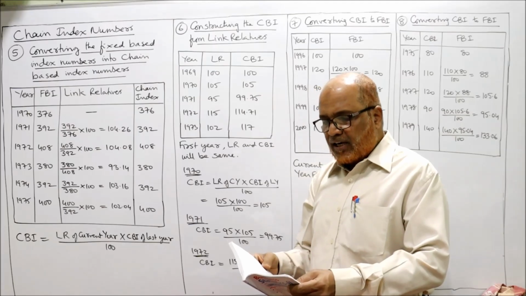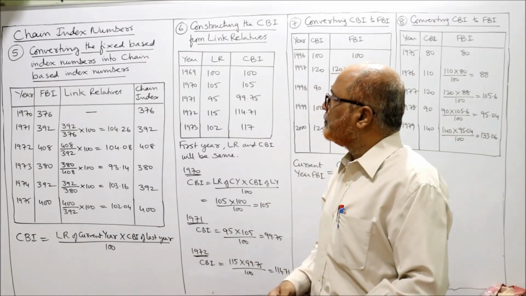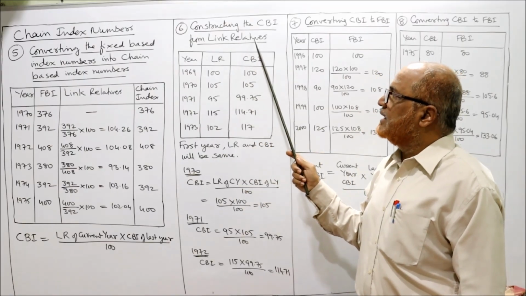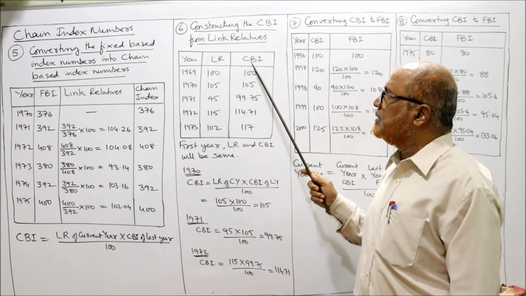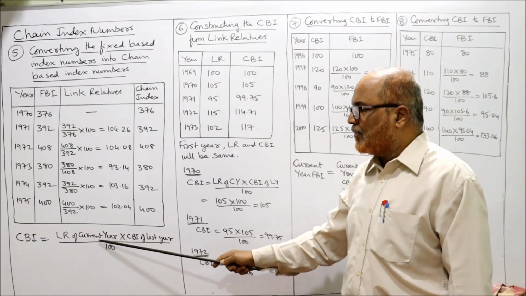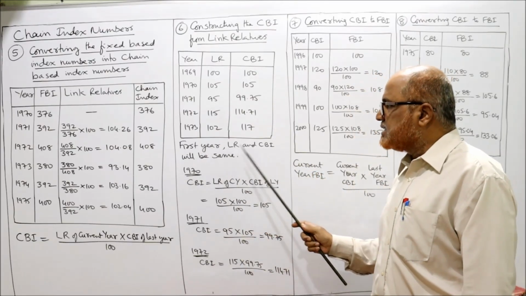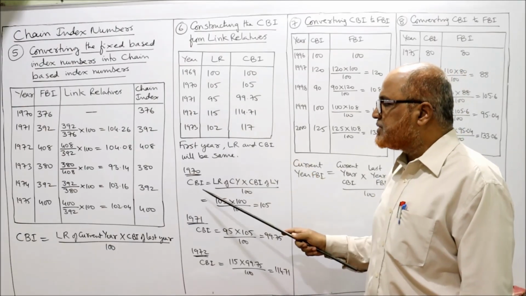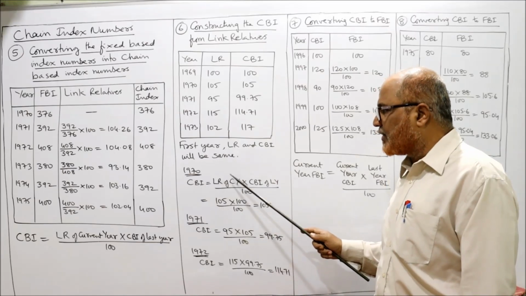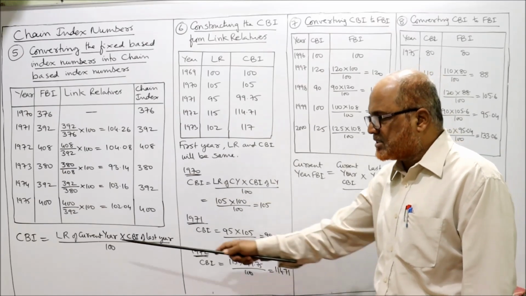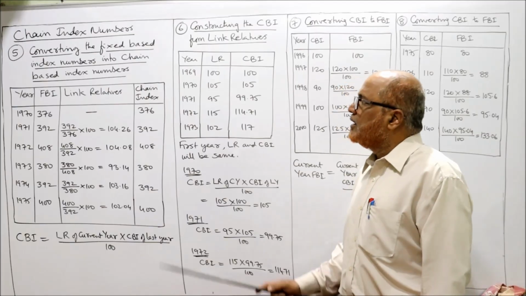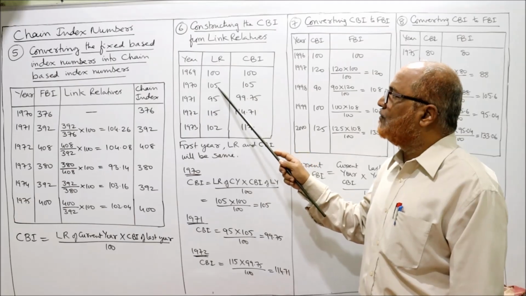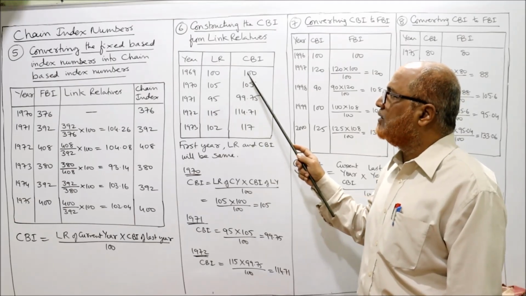So construct chain index numbers from the link relatives given below. Here we are constructing the CBI from LRs, link relatives. Link relatives are given, CBI we have to find out. Again, same formula. First year LR and CBI will be the same. Whatever LR we have, the same will be the CBI. From the second year onwards, CBI is equal to LR of current year into CBI of last year divided by 100. Same formula. So here, what is the LR? 105. What is the CBI of last year? 100. So 105 into 100 divided by 100.